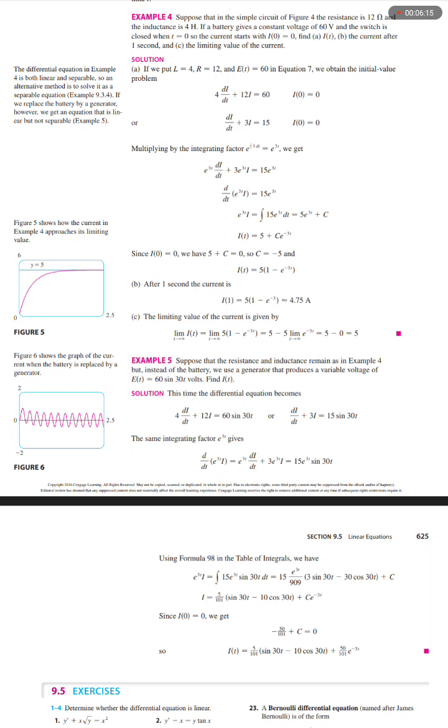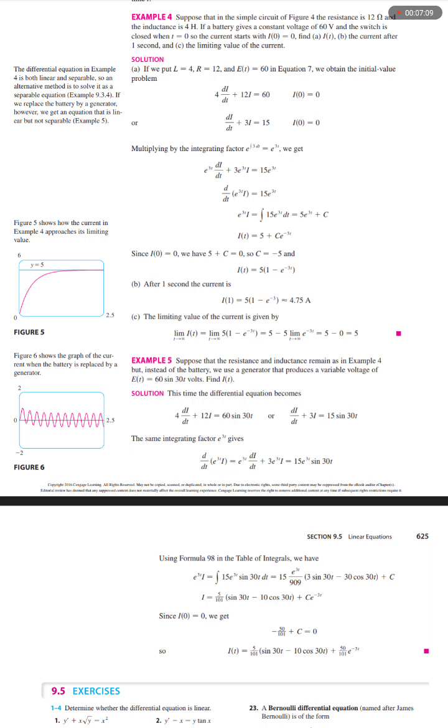Using formula 98 in the table of integrals, we have e to the power 3t times I equals the integral of 15 times e to the power 3t sine 30t dt, which equals 15 times e to the power 3t over 909 times (3 sine 30t minus 30 cosine 30t) plus C. So I equals 5 over 101 times (sine 30t minus 10 cosine 30t) plus C times e to the power negative 3t.